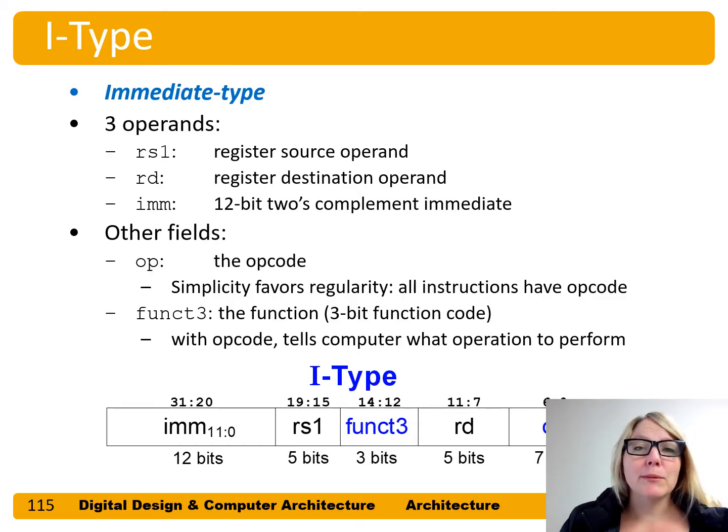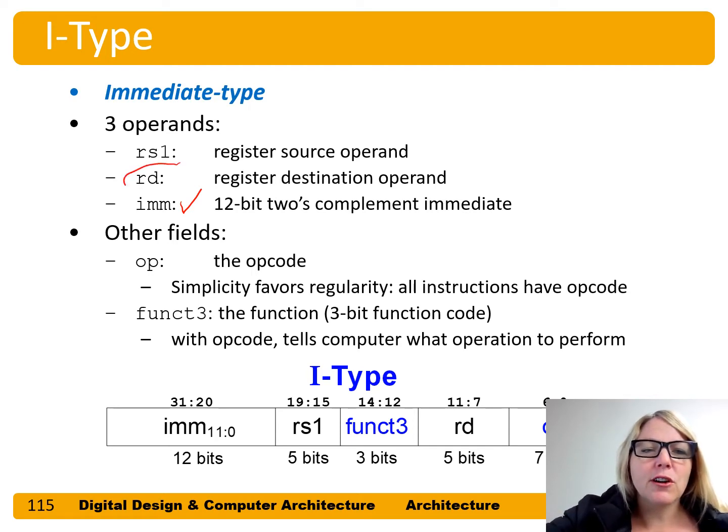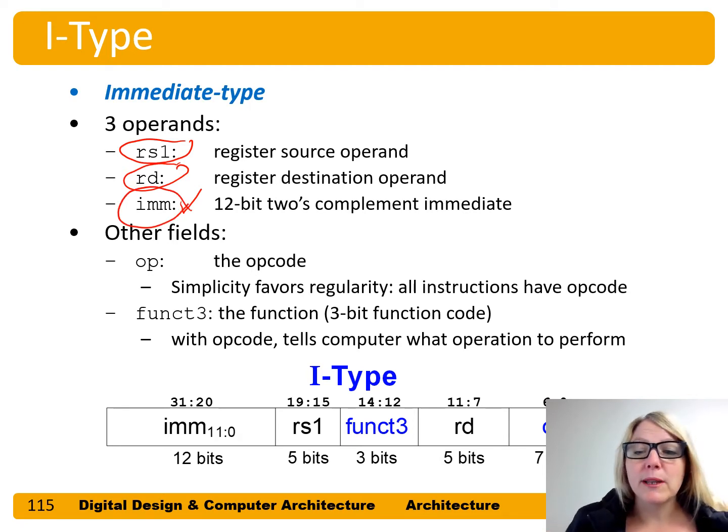We also have I-type instructions. Similar to R-type instructions, these I-type or immediate type instructions have 3 operands, but now one of the operands is an immediate. It's a 12-bit two's complement immediate. We still have a destination register, RD, and a source register, RS1, but now one of our operands is an immediate, and we encode it as a 12-bit signed or two's complement immediate.